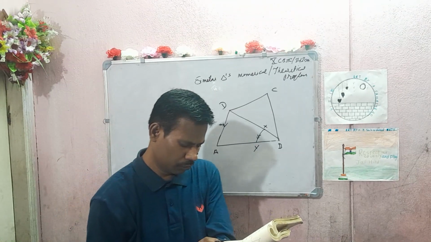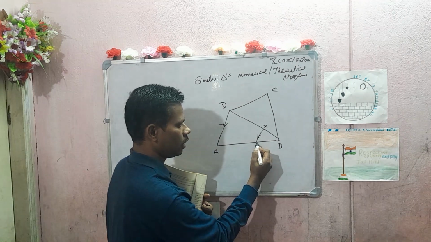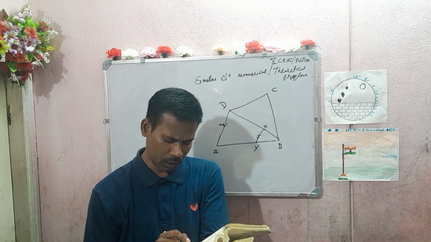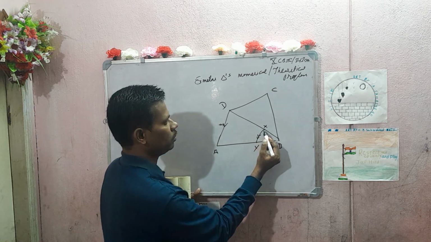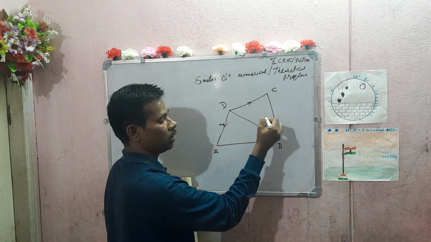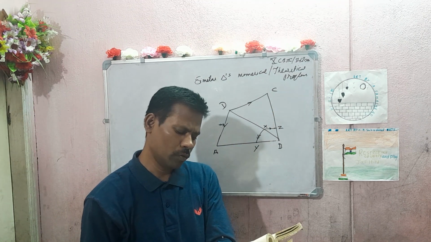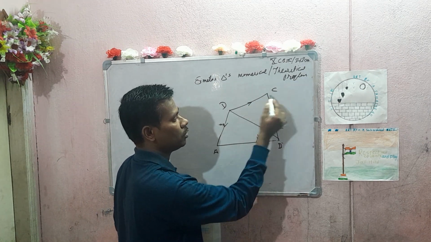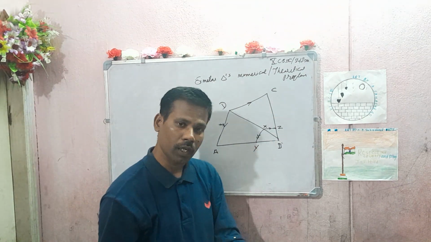Next, to meet AB at Y. Already given. XY is drawn parallel to AD to meet AB at Y. Next, XZ is drawn parallel to DC to meet BC at Z. Now what is asked? Prove that YZ is parallel to AC.